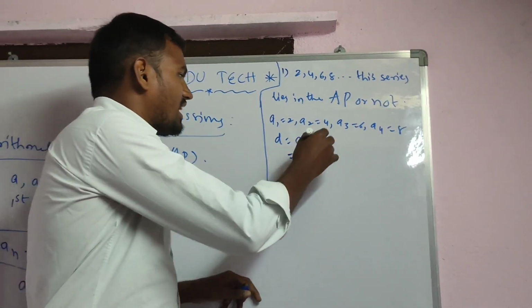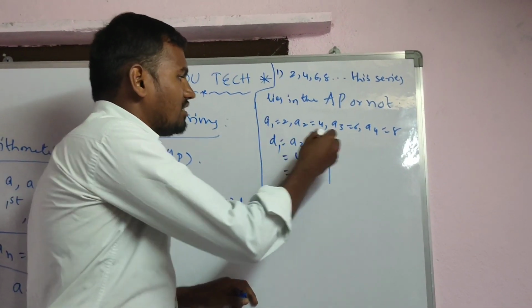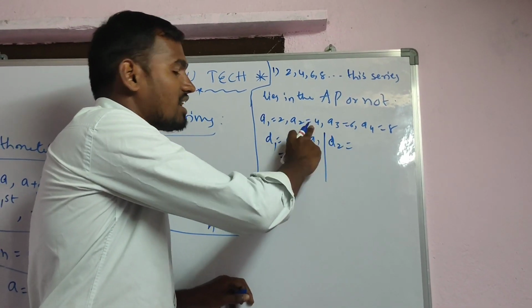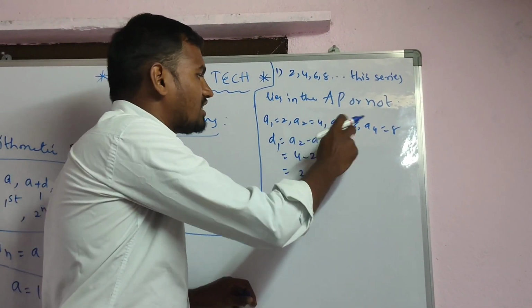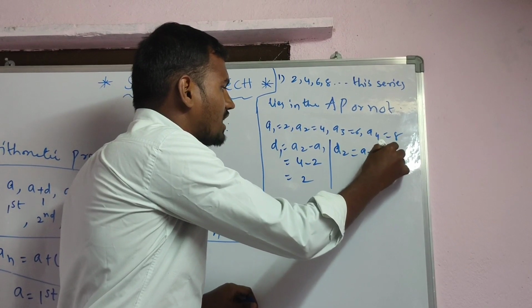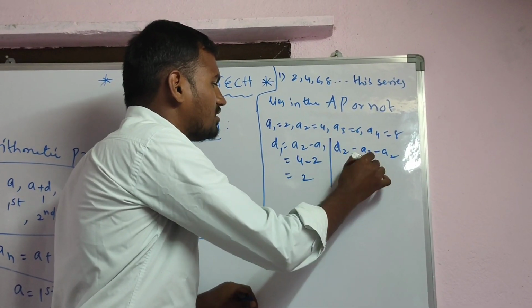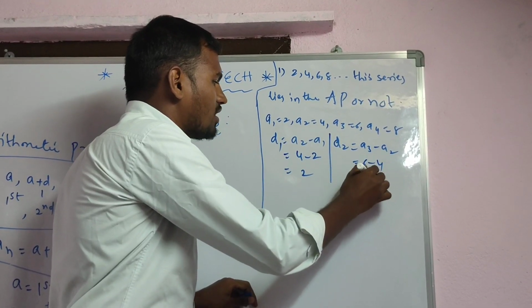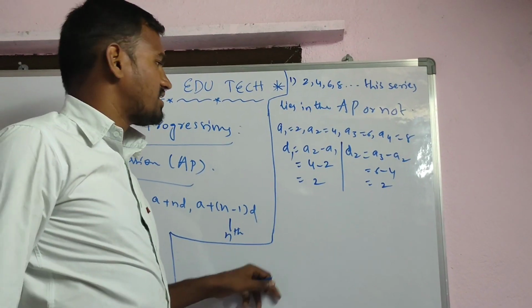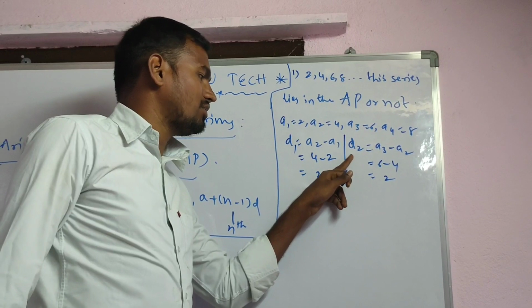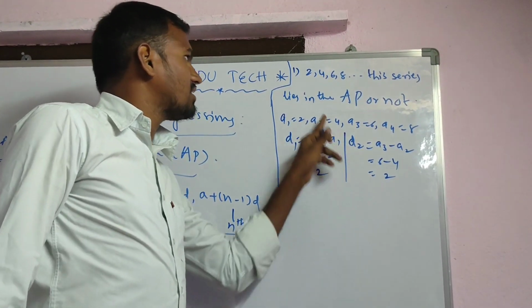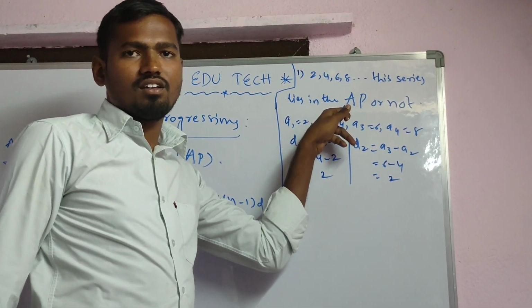This is d1. Next take d2. D2 means third term minus second term, a3 minus a2. Third term is 6 minus second term 4. 6 minus 4 is 2. Here in d1 and d2 the values are the same. So the given series lies in the AP.